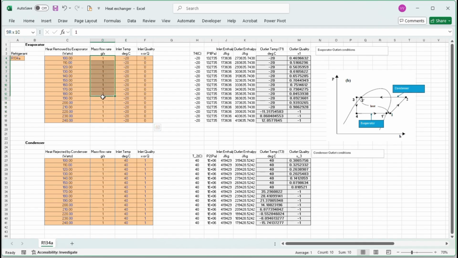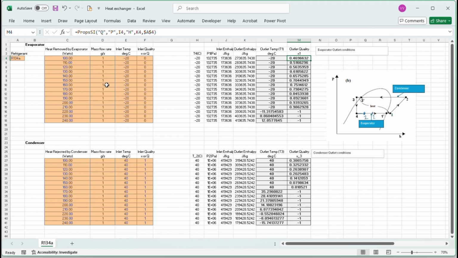We've kept a constant mass flow rate, and what we're doing is changing the heat added to the evaporator. If we had only a little bit of heat, then point 1 would be here, okay? If you add more heat, the outlet point 1 will be here. So that's what we are trying to see here. What happens to the outlet quality? 100 watts gives you an outlet quality of 0.46, so that's somewhere in the middle.